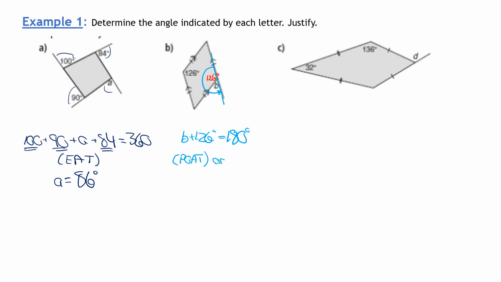And I used another theorem. I used two theorems here. The second theorem I used, when I drew this blue curve right here, that was from yesterday. That was a supplementary angle theorem. So I used two. We do a little bit of math there, and we get B equals 54 degrees.